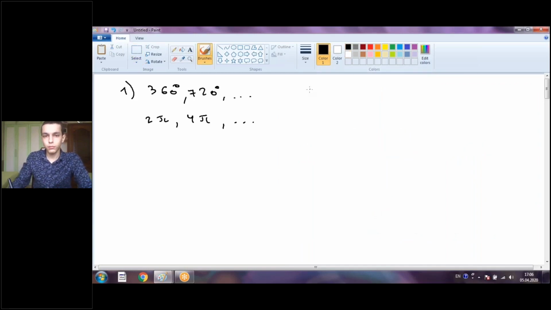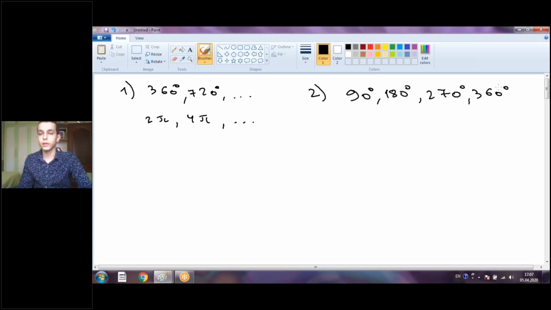Second step. You have to have a reference angle such as 90 degrees, 180 degrees, 270 degrees, or 360 degrees, one of them. It depends on your quadrant. For example, if you have an angle, let's say 150 degrees, which is in the second quadrant, between 90 and 180 degrees, it means that you can use as a reference angle only 90 or 180. You cannot use one of the other 2 angles.